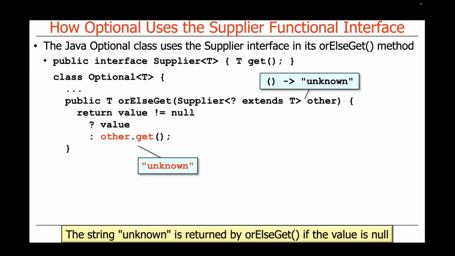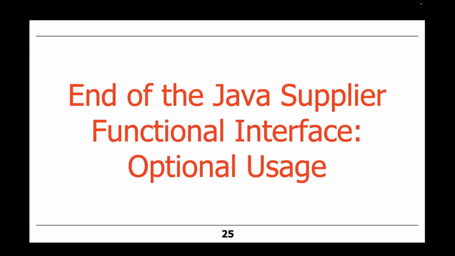So we never end up getting nulls. We always end up doing something. It's just in some cases we get this supplier parameter. In other cases, we get the actual value that was stored earlier in the optional. So that's the end of our lesson that demonstrates the use of the Java supplier functional interface in the context of the Java optional class.